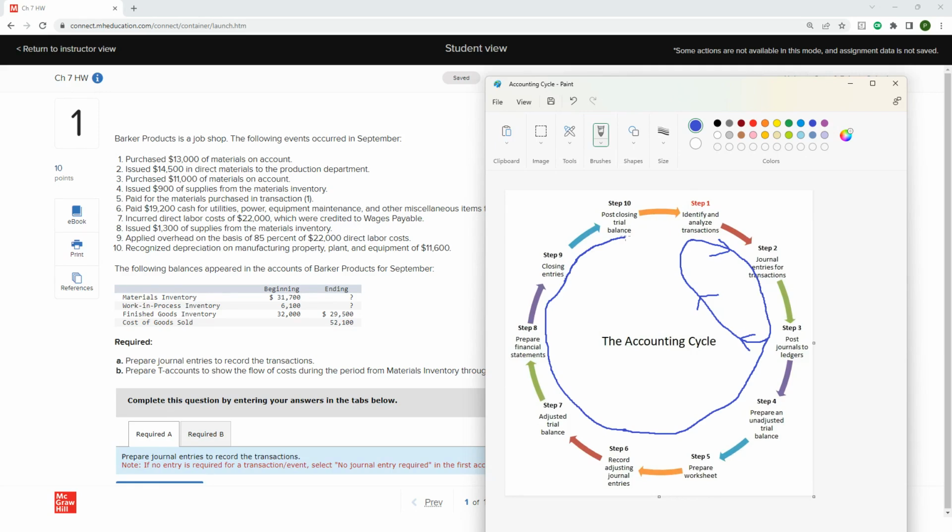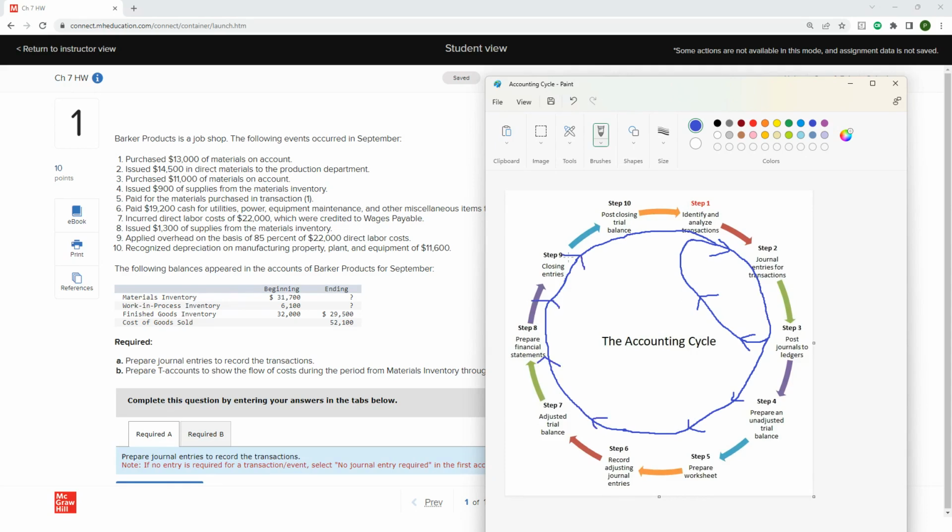And then it's the start of the next period, and then you start the process all over again with step 1. Go through the cycle of steps 1, 2, and 3 as many times as you need to. Then you go to step 4, 5, 6, and so on and that's your accounting cycle.